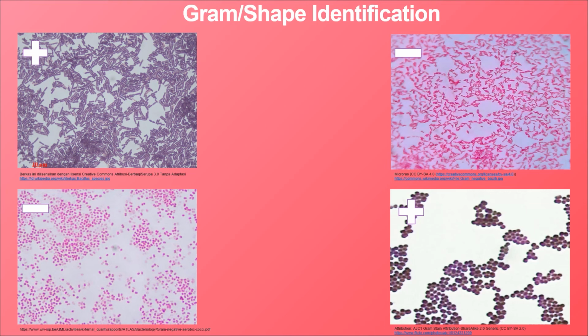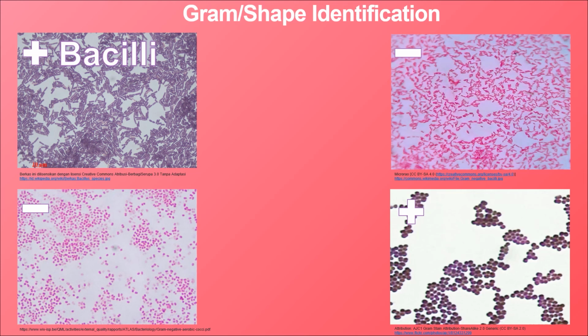Now we're going to look at the shapes of these particular cultures. So again, if we look at the top left image, what shape is that? Again, I'll give you 10 seconds to have a think about it. That is bacilli. So as you can see here, we've got these rod-shaped bacterium, and because we've got more than one, the plural is bacilli.